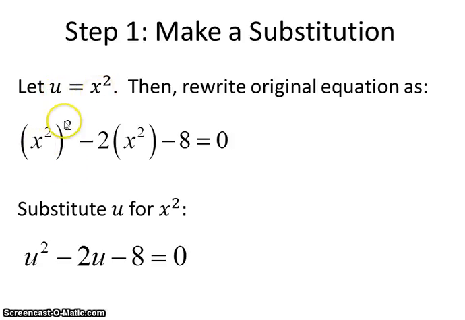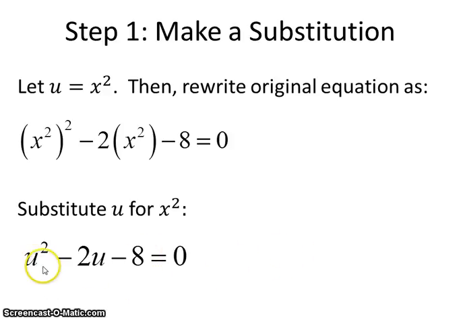If we make a substitution and let u equal x squared, then we can write our original as x squared squared minus 2 times x squared minus 8 equals 0. So when we plug in u for x squared, we get this equation, u squared minus 2u minus 8 equals 0. Now we can go ahead and solve this using the quadratic formula.